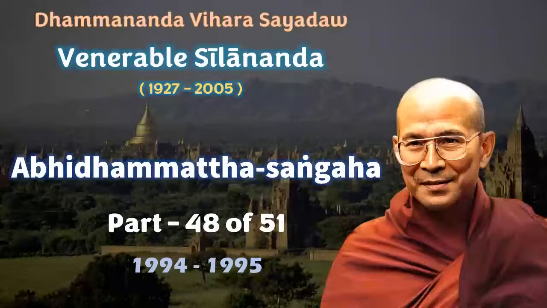So first, let's go to the word nama. Nama is defined as something which bends towards the object or which inclines towards the object. So the ultimate realities which incline towards the object are citta and cetasikas. So cetas and cetasikas are called nama according to that definition.